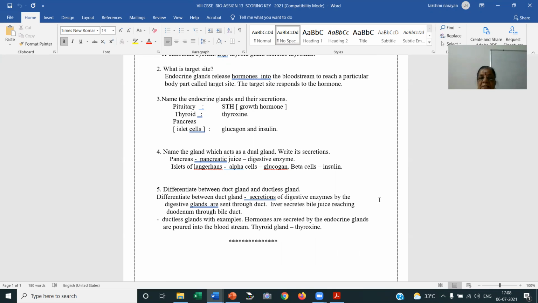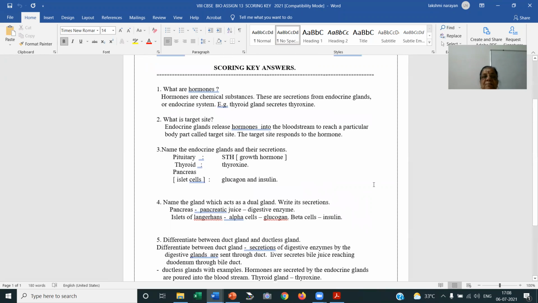Then differentiate between duct gland and ductless gland. Digestive enzymes secreted by digestive glands are sent through the duct. Example, liver secretes bile juice reaching duodenum through bile duct. So this is duct gland. Whereas ductless gland, hormone secreted by endocrine glands is poured into the bloodstream. Example, thyroid gland, thyroxine.